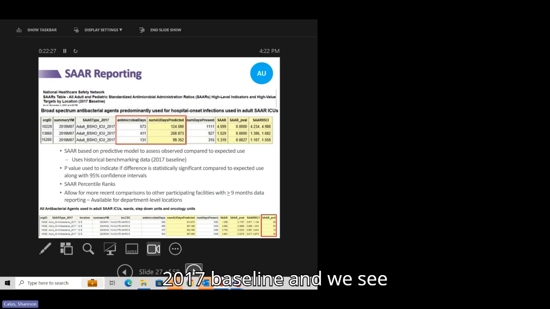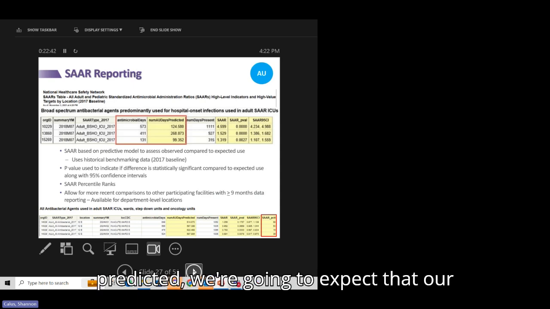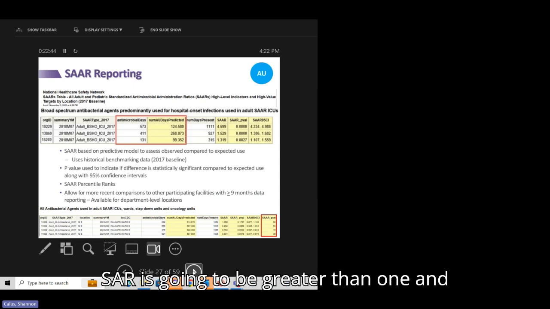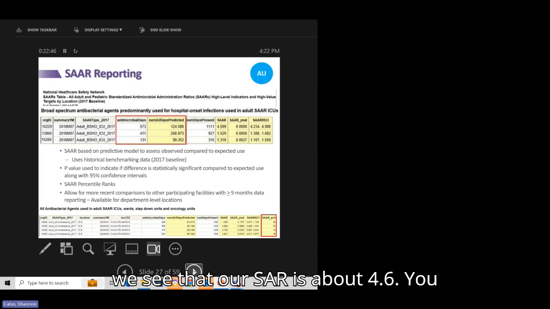We're using that 2017 baseline, and we see in July, we had 573 antimicrobial days based on the administrations, and then we have the predicted AU days to be 124. So knowing that our actual is above our predicted, we're going to expect that our SAR is going to be greater than 1, and we see that our SAR is about 4.6.